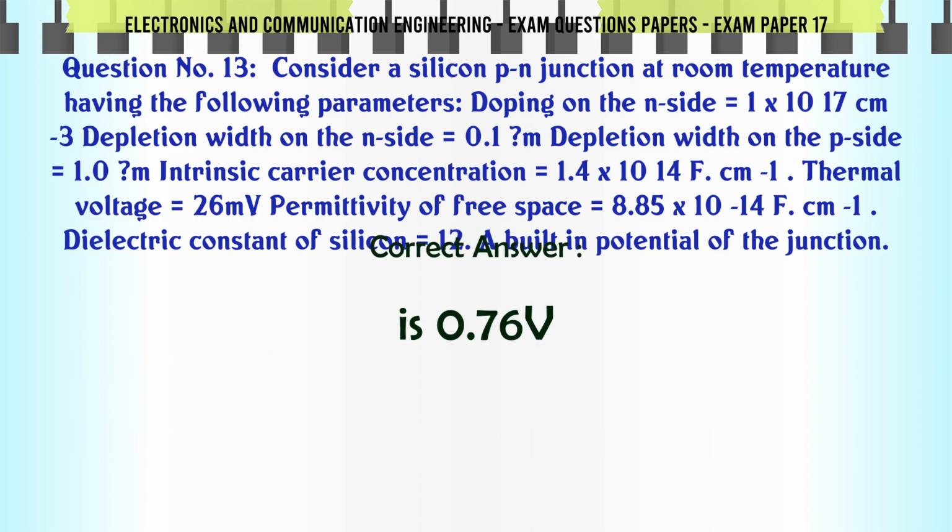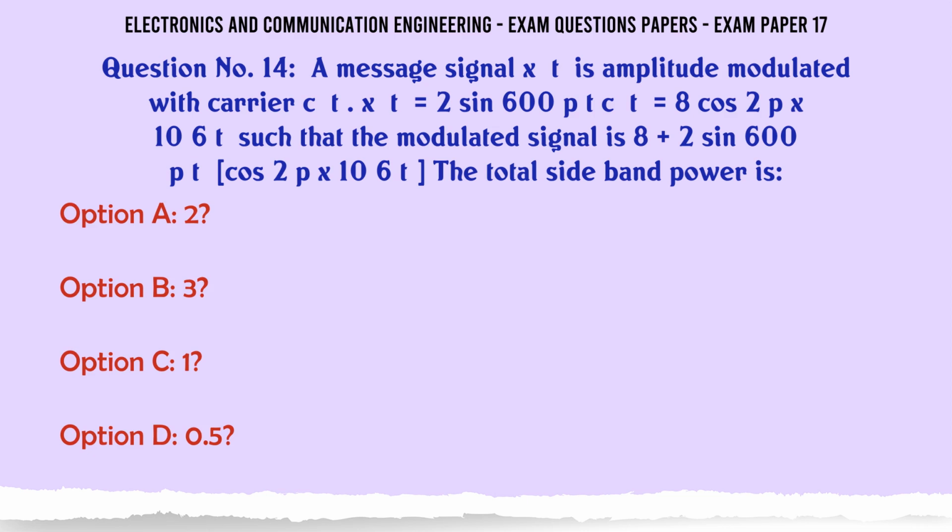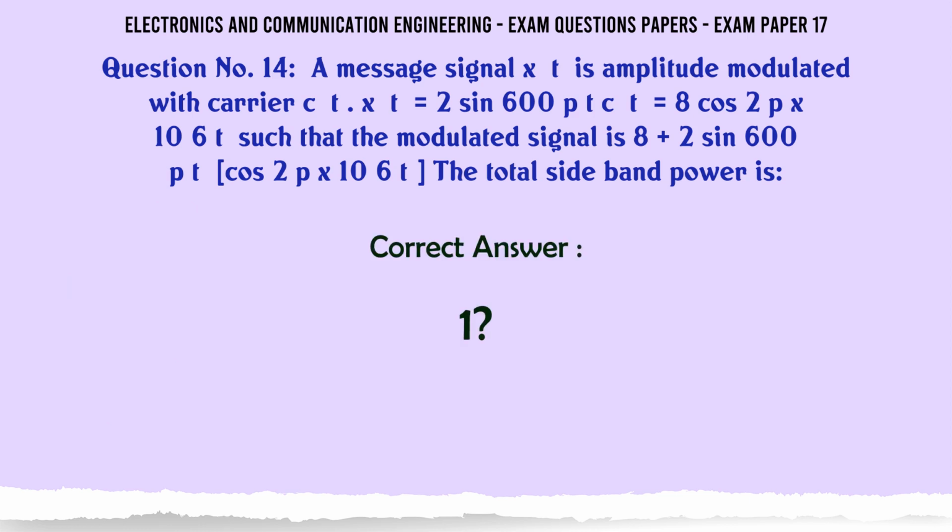0.76 V. A message signal x(t) is amplitude modulated with carrier c(t). x(t) = 2 sin 600πt, c(t) = 8 cos 2π x 10^6 t, such that the modulated signal is 8 + 2 sin 600πt cos 2π x 10^6 t. The total sideband power is A. 2, B. 3, C. 1, D. 0.5. The correct answer is 1.